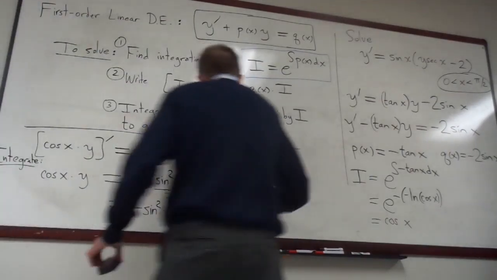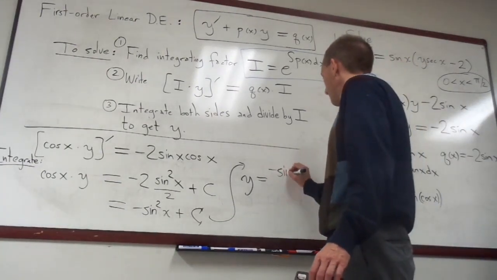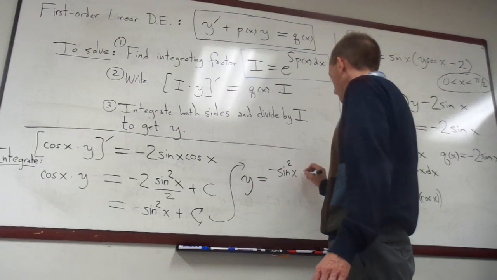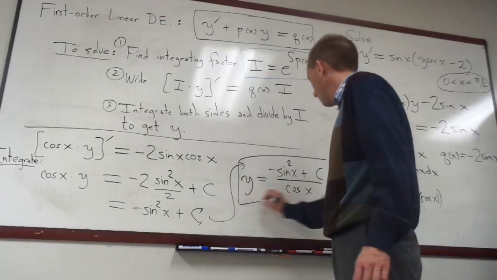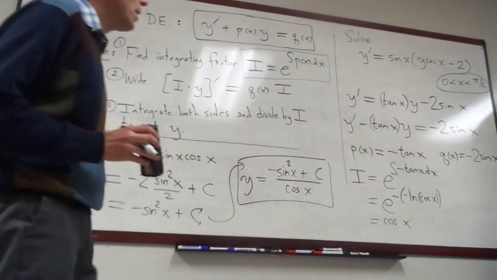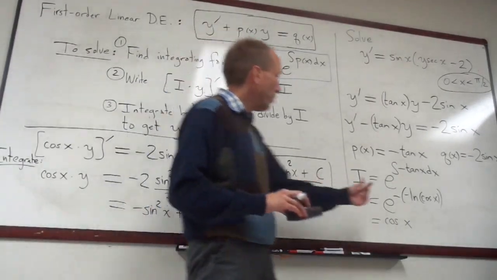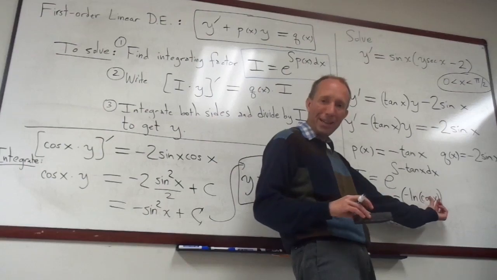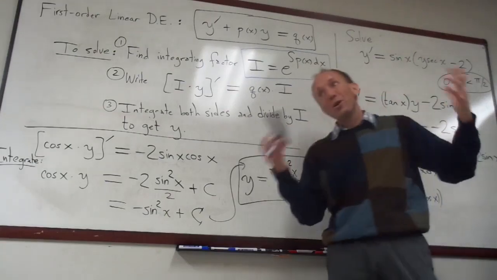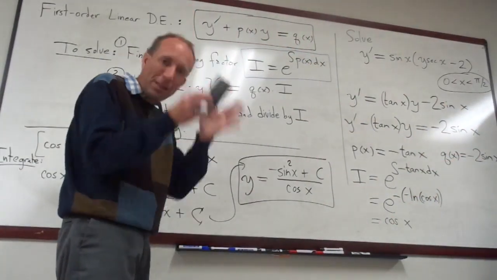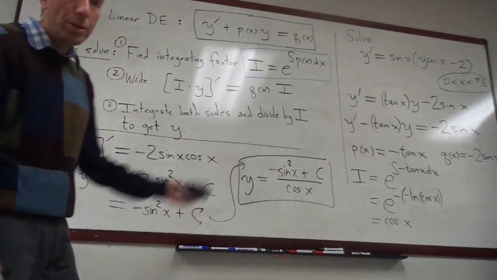And now I solve for y very easily. I just have to divide by cosine of x. So negative sine squared of x plus c all over cosine of x. So there is my final answer. I want to point out here, I didn't need to use any absolute value bars anywhere in the solution. For example, back over here when I used the ln of cosine of x, remember I restricted x to be in the first quadrant, so I know that cosine of x is positive, so there's no need to put absolute value bars around it.